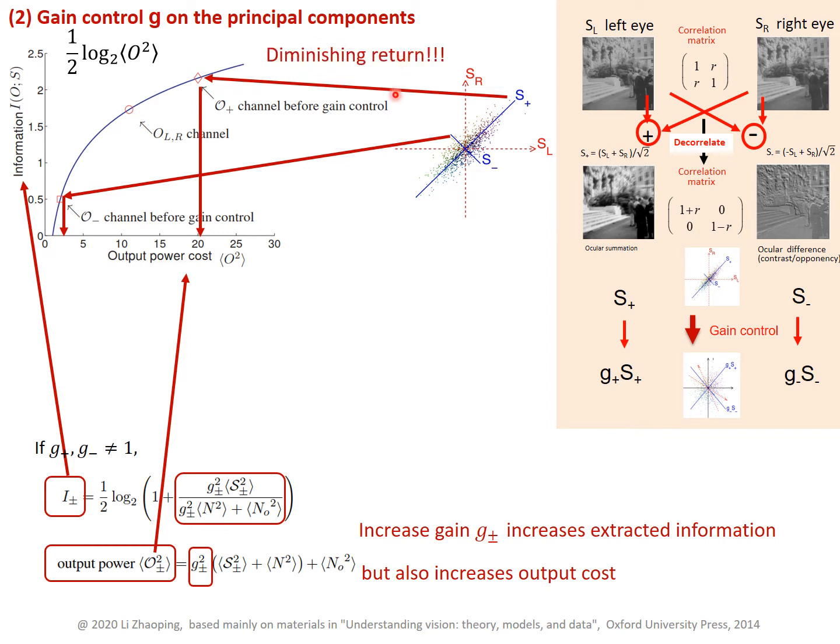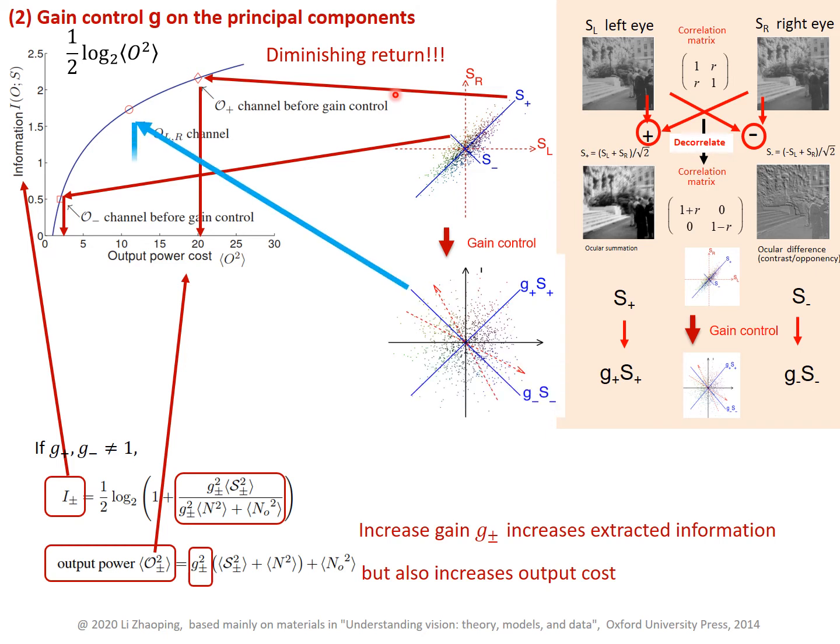So therefore, if you can apply gain control now, expanding the power on the difference channel from a small amount to a larger amount, then you can gain substantially on the amount of information. At the same time, if you shrink down the power of the summation channel from a larger amount to a smaller amount, you can save a lot of power without losing too much information because of the saturating curve.